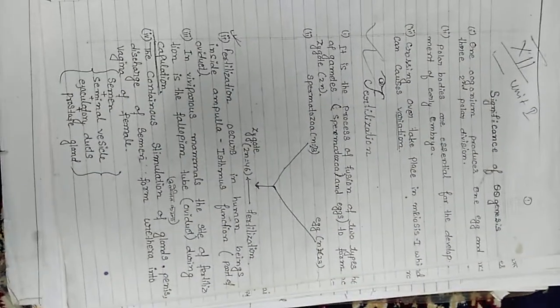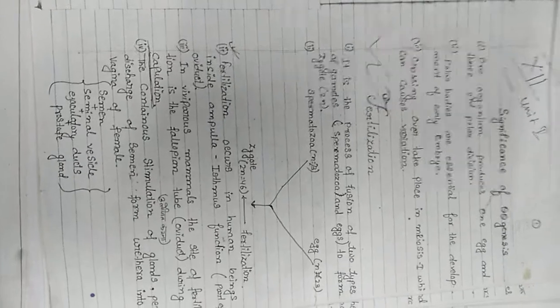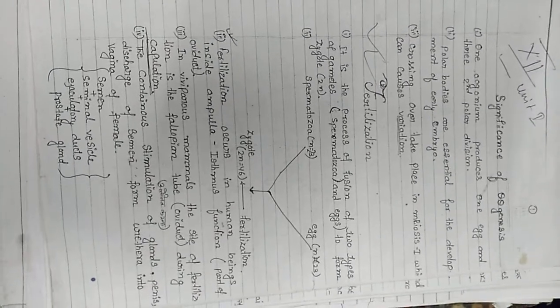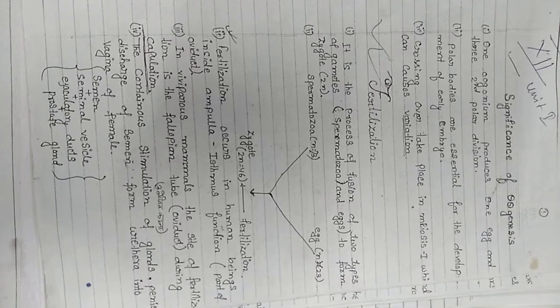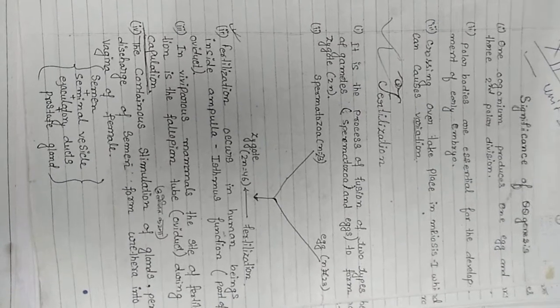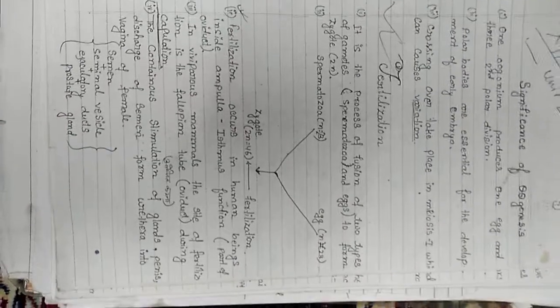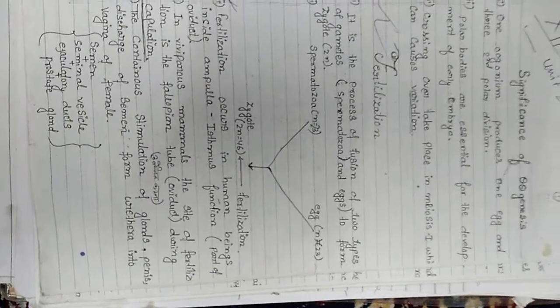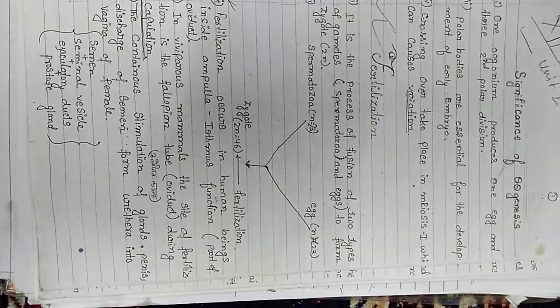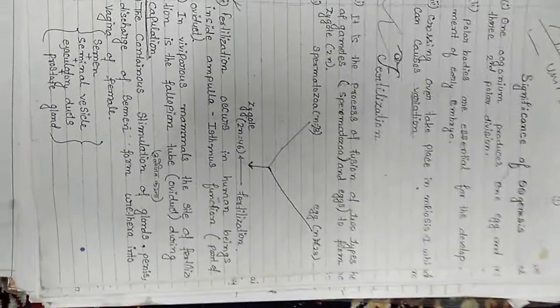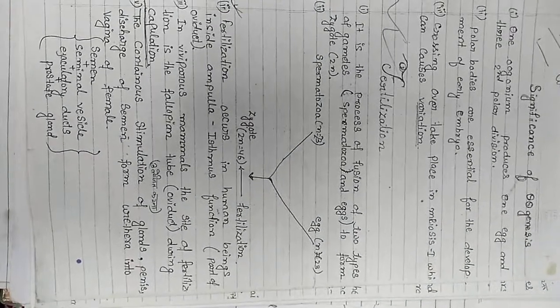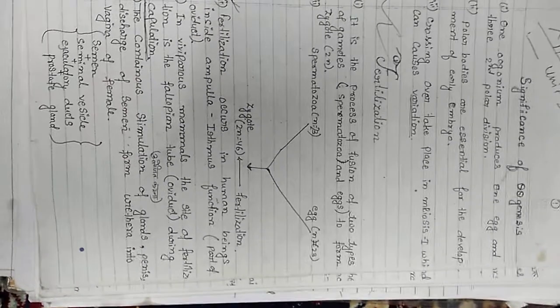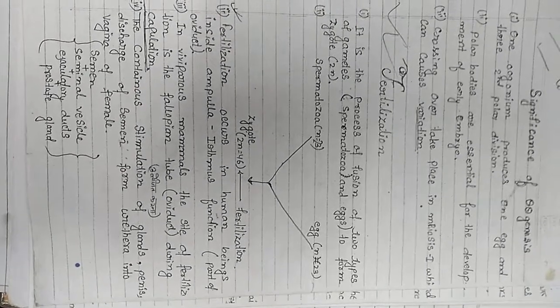Fertilization in human beings is the process of fusion of two types of gametes, the spermatozoa and the egg, to form the zygote. This process is known as fertilization. Fertilization occurs in human beings inside the ampulla-isthmus junction part of the oviduct. It is a viviparous mammal. The site of fertilization is the fallopian tube, the oviduct.